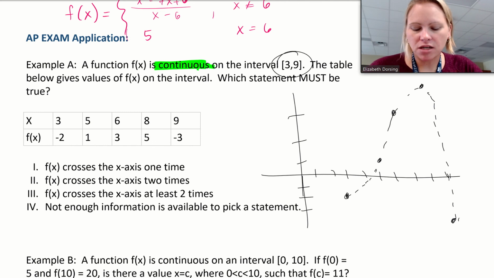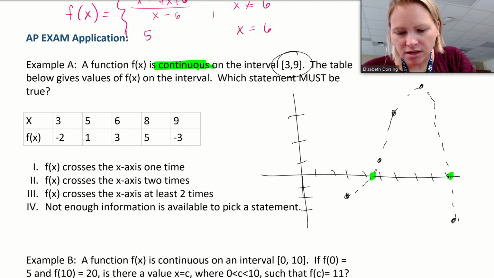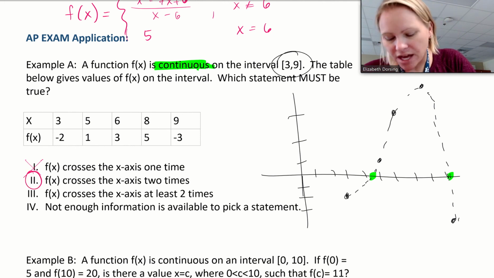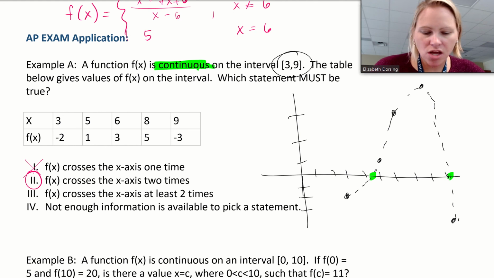So f of x crosses the axis one time. When I look at this graph and how I've connected everything, look, it crossed the x-axis twice. So it started in negative land, went up to positive land, and came down to negative land. So I'm going to cross that guy off. That's not true. Statement 2, f of x crosses 2 times. I'm going to circle that as being yes, true. Let's look at the other ones.